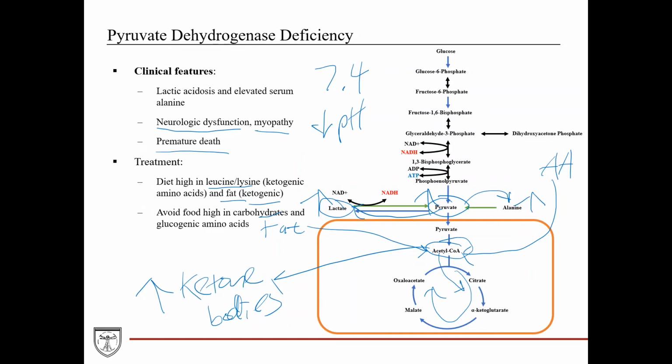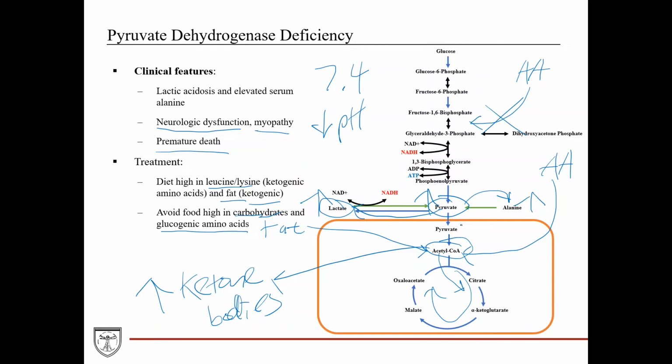Like I said, you also want to avoid food that's high in carbohydrates and glucogenic amino acids. Glucogenic amino acids are going to be ones that are brought into and used in gluconeogenesis, which is the production of glucose within the cell. And so you want to definitely avoid that, because again, you're trying to limit the amount of carbohydrates.